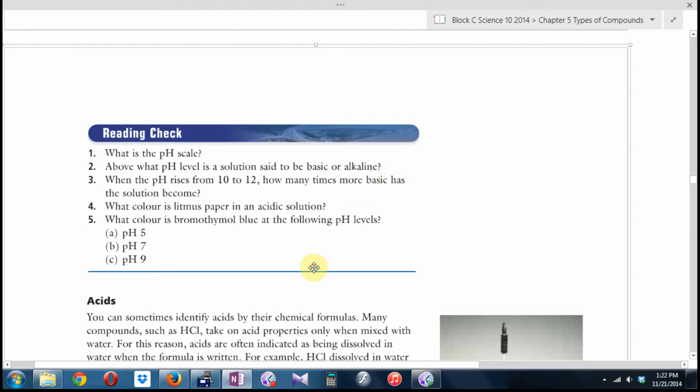What color is bromothymol blue at the following pH levels? pH 5, I know. What color is it there? Yellow. What about C, pH 9? What color is it there? Blue. What would it be, pH 7? Probably a little yellow, probably a little greenish maybe, but I don't know. I need to run the experiment to find out. Okay?